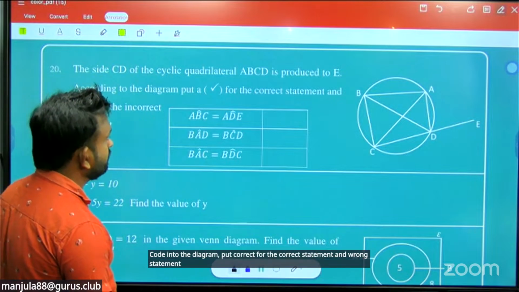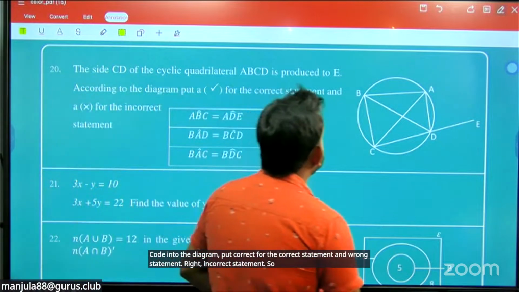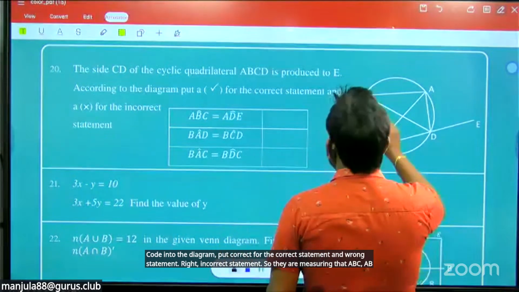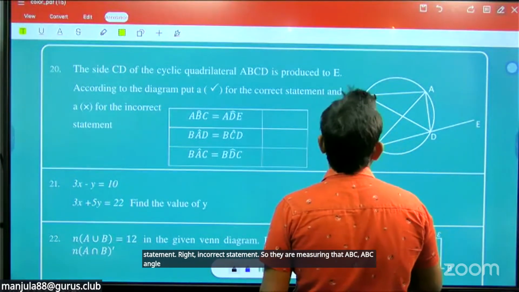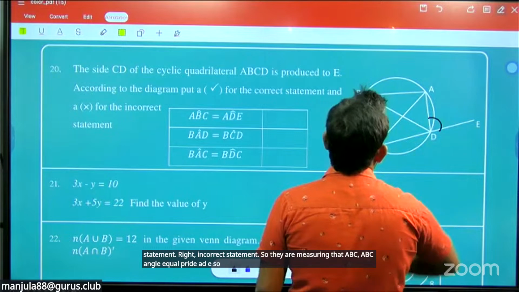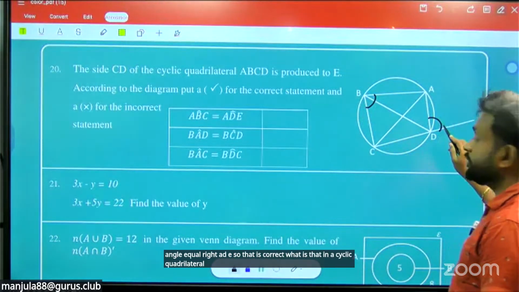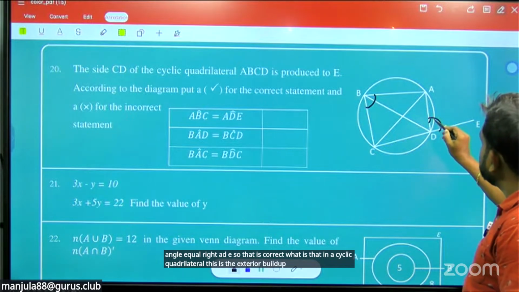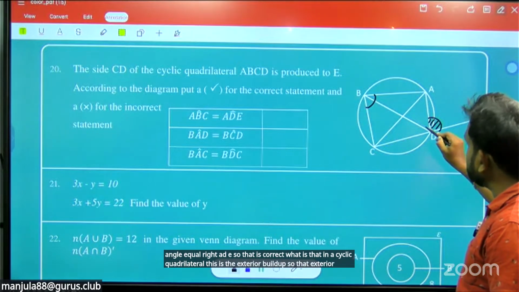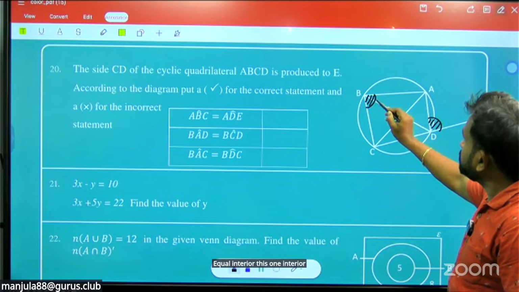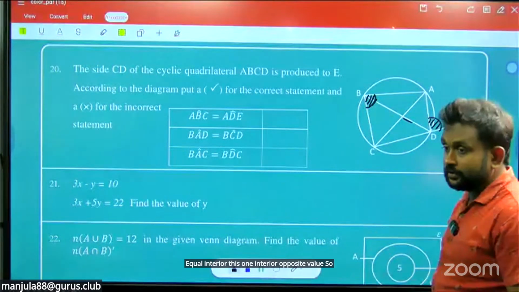Incorrect statement. So they are mentioning that angle ABC equals angle ADE. So that is correct. What is that? In a cyclic quadrilateral, this is the exterior angle. The exterior angle equals the interior opposite angle. So that is correct.